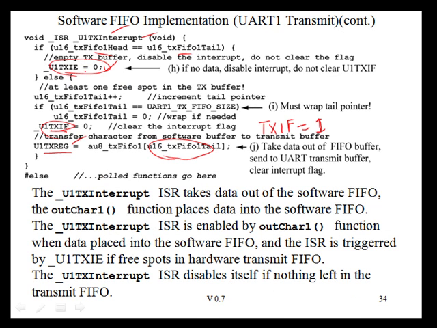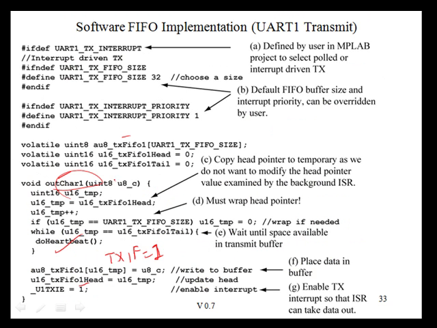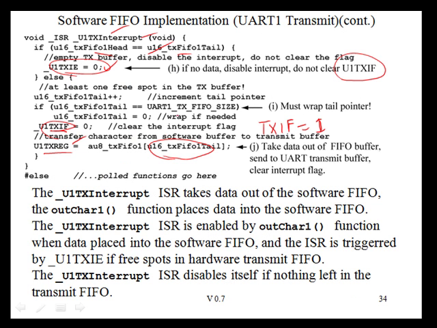Note that when we disable ourselves in the case of our software FIFO being empty, we do not clear this transmit interrupt flag. We do not want it clear. We want it to be a 1, so that the next time we write to this empty FIFO and we enable this interrupt, then the fact that it's a 1 will trigger the ISR to take data out of our software FIFO. Notice that there is no waiting by this ISR.